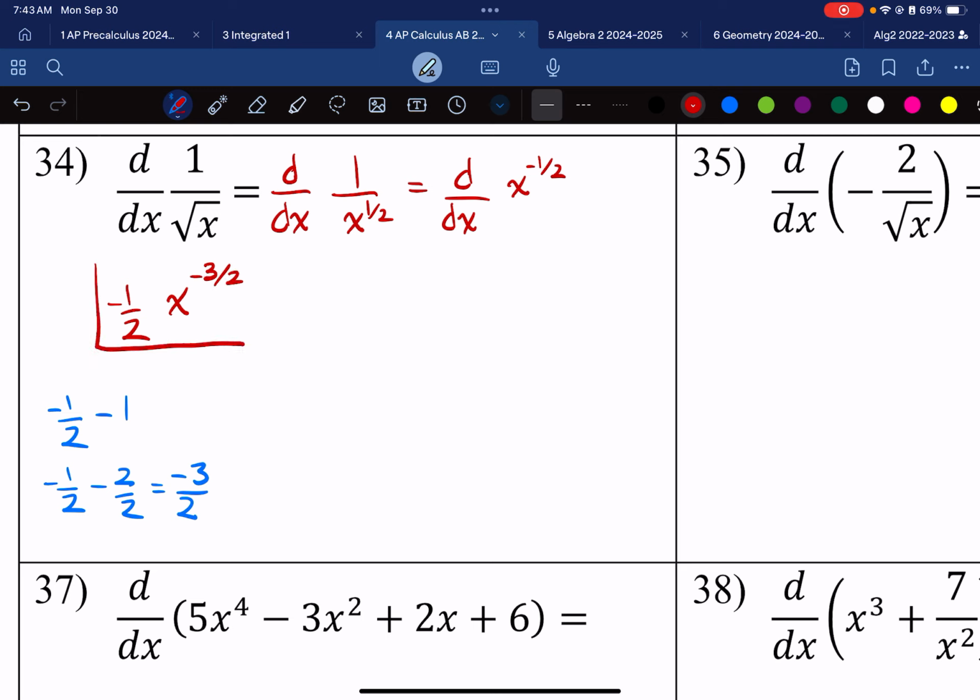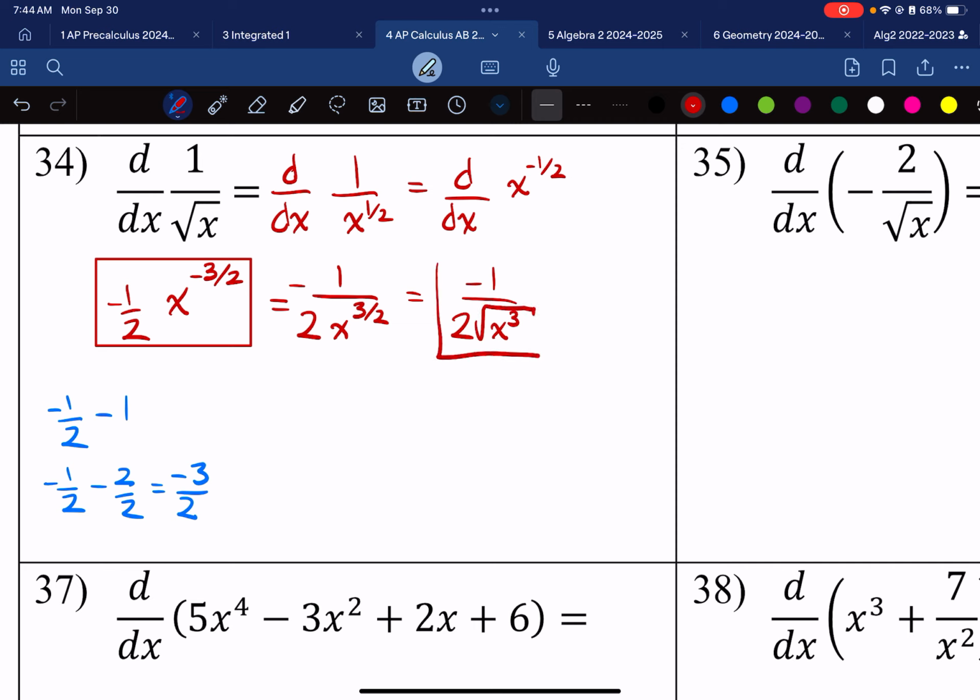But again, you'll never see that on the AP test because they love making sure you know how to rewrite all this negative stuff. So what that means is I can rewrite an equivalent form. I can say this is really, let's put the negative out front so I don't forget, negative 1 over 2 x to the power of positive 3 halves. And then from here, this is going to be negative 1 all over 2 times the square root of x cubed. And there is an equivalent form.